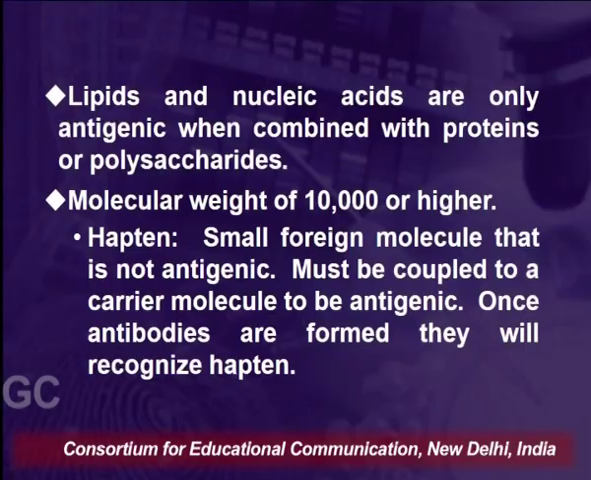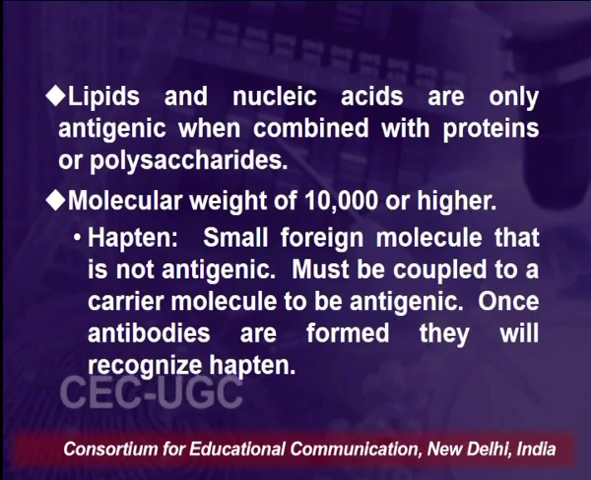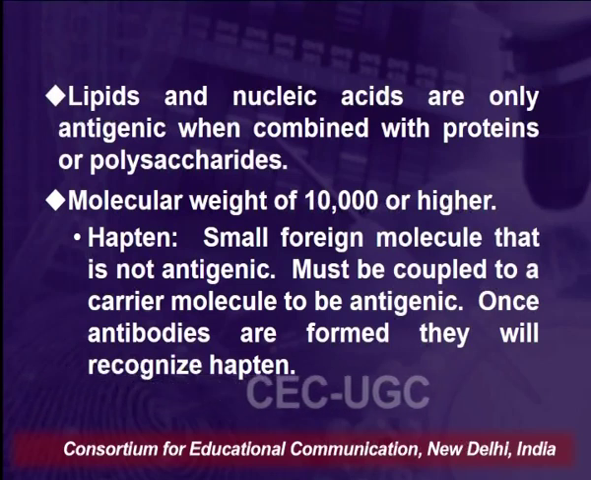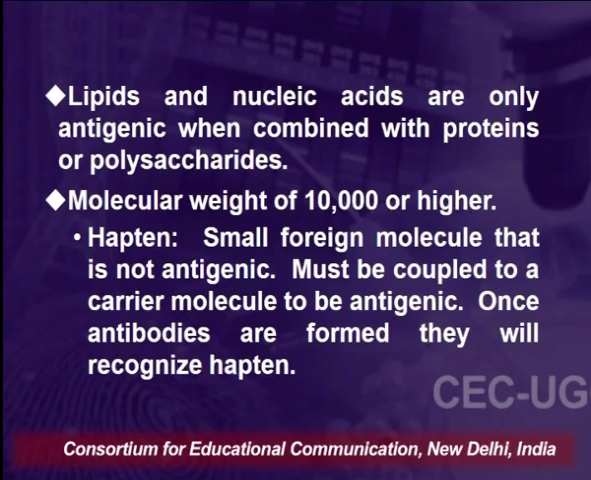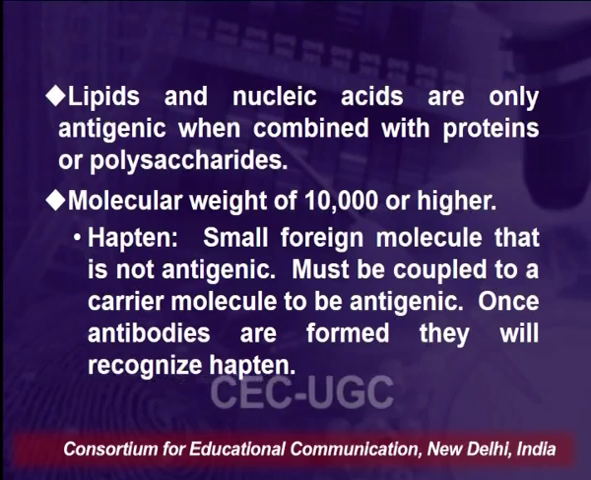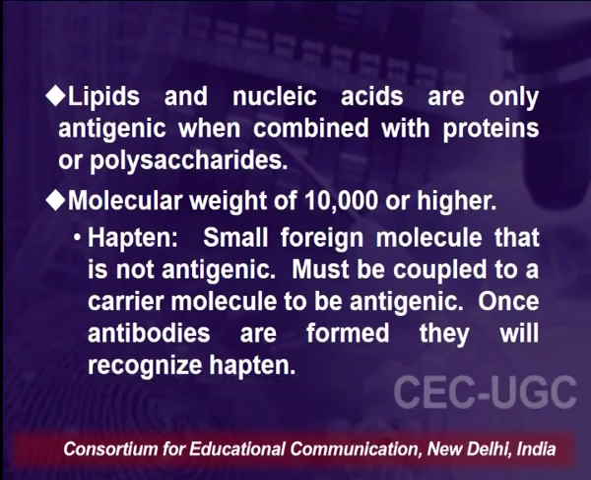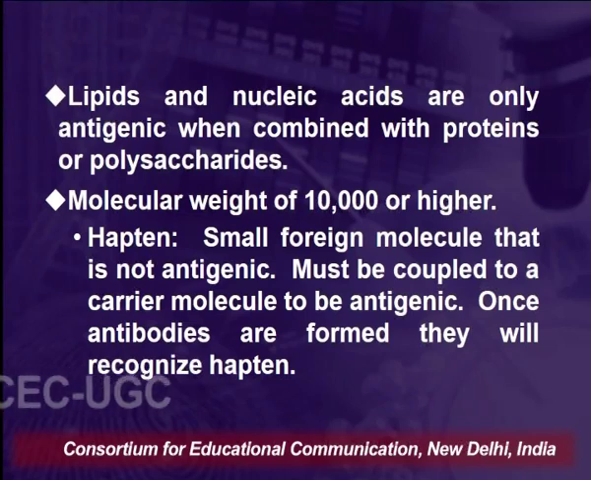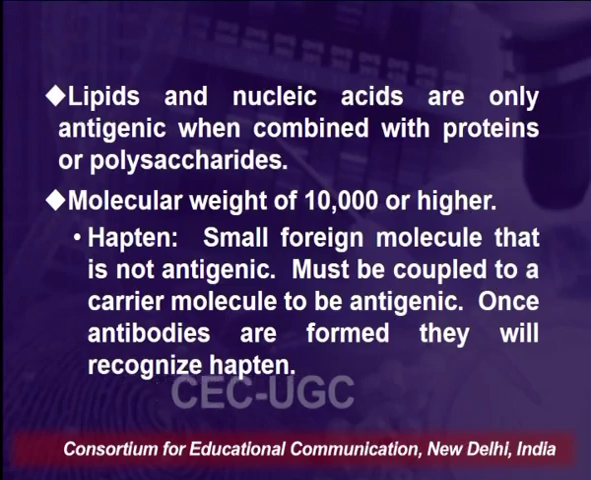Lipids and nucleic acids are antigens only when combined with proteins or polysaccharides. The molecular weight of these antigens could be 10,000 or higher, whereas haptens are small foreign molecules that are not antigenic by themselves. They must be coupled to a carrier molecule to be antigenic. Once antibodies are formed, they will recognize the hapten, and their molecular weight is mostly 10,000 or higher.